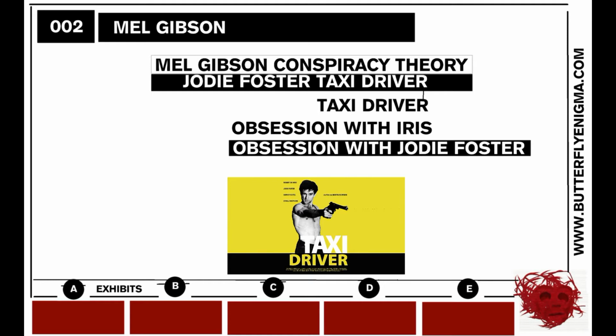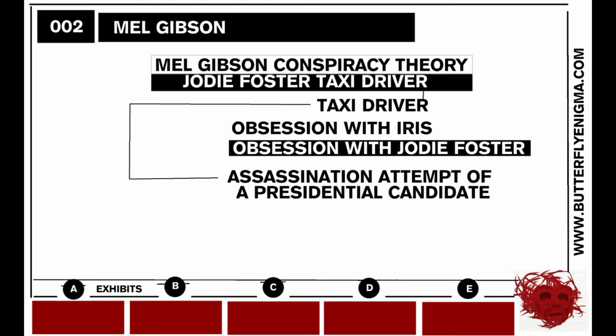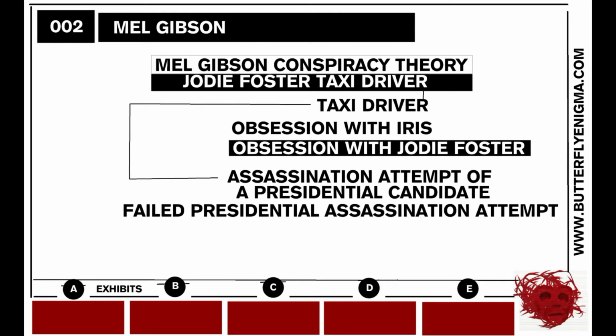In Taxi Driver, the title character develops a plan to carry out an assassination attempt on a presidential candidate. He later abandons this idea and does not go through with carrying out the assassination attempt. By not carrying out the attempt, it is a failed assassination attempt. And since it was against a presidential candidate, it is presidential in nature. Therefore, Taxi Driver equals failed presidential assassination attempt.